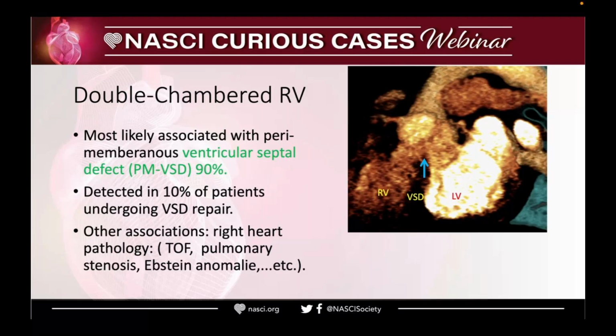So it's usually when you identify a right-sided pathology like tetralogy of Fallot or pulmonary stenosis, you want to double check your right side: the right ventricle, abnormal muscular bands, the tricuspid valve. You check the pulmonary arteries as well.